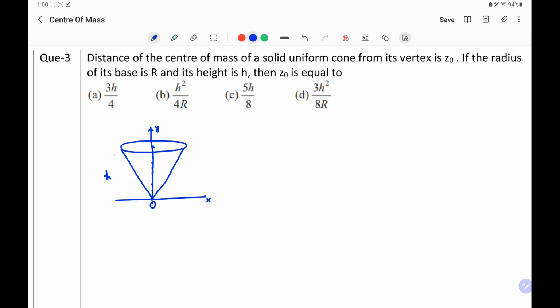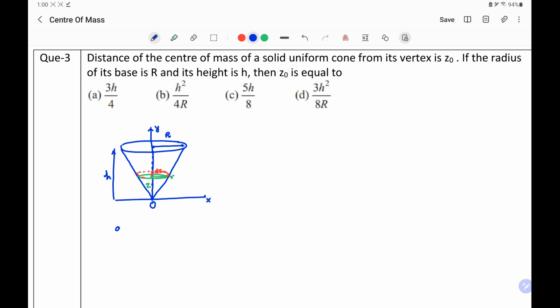The height of the cone is h from the origin or the vertex of the cone, and the radius of the cone is given as capital R. Suppose we take an arbitrary point at a height z from the origin, and it has a circular cross section of radius say r. We take an elementary thickness of dz, and for this portion we will find the volume and then the mass of this cross section having thickness dz.